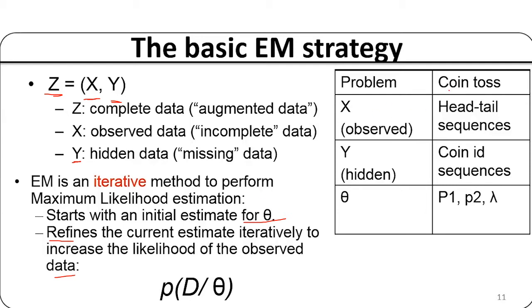Now the problem statement: X is the observed data, here the head and tail sequences. Y is the hidden states, which we consider as the coin ID sequences. Theta could be the probability of 1, the probability of 2, and then lambda. These are the probability values which we are going to find out for the given observed data X.